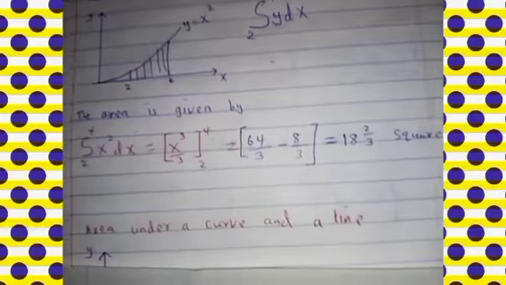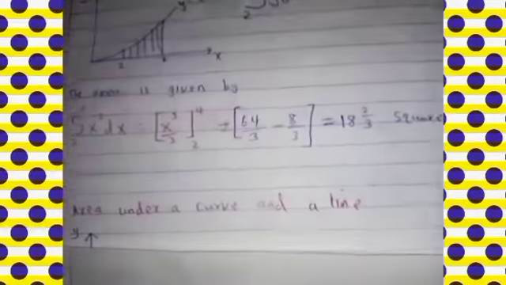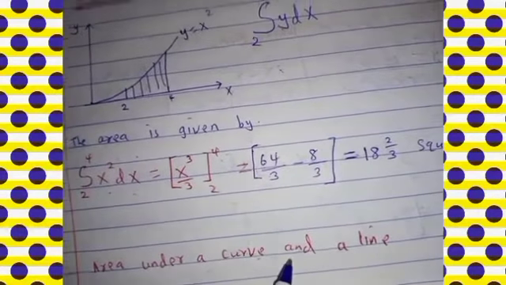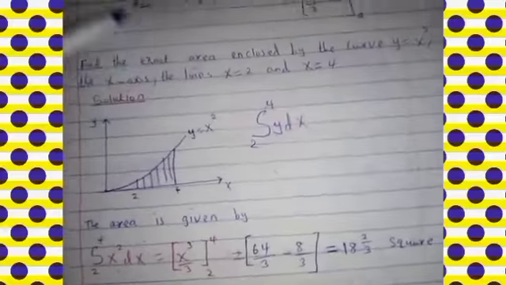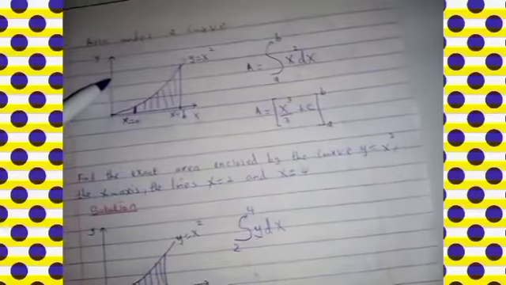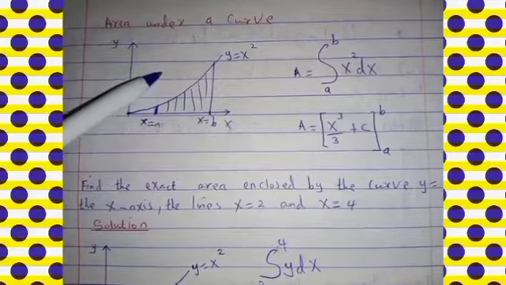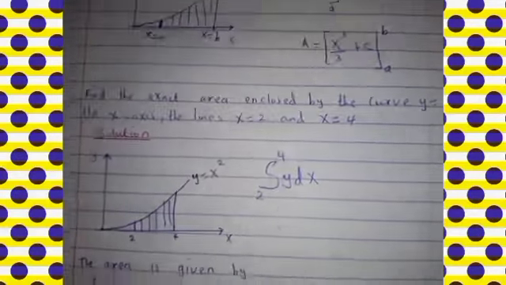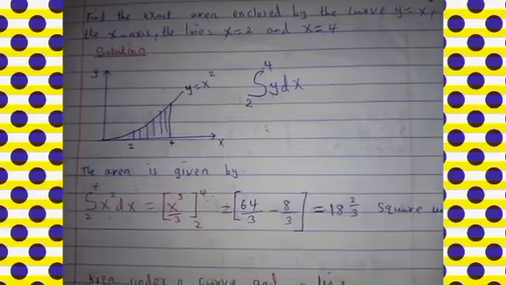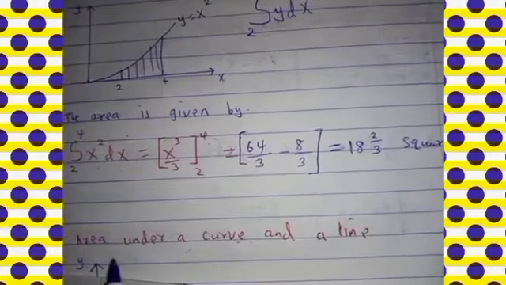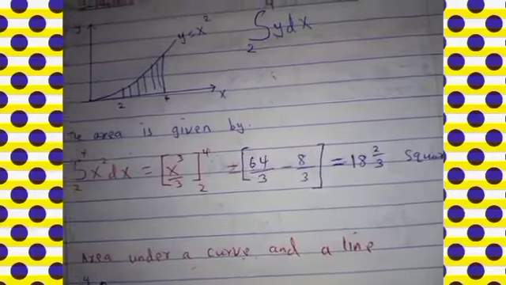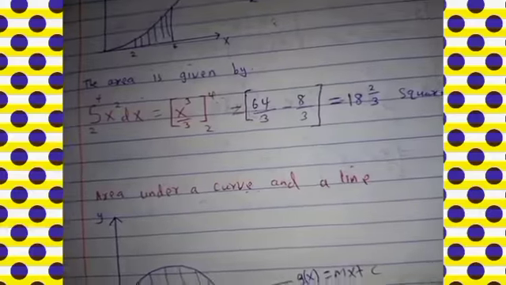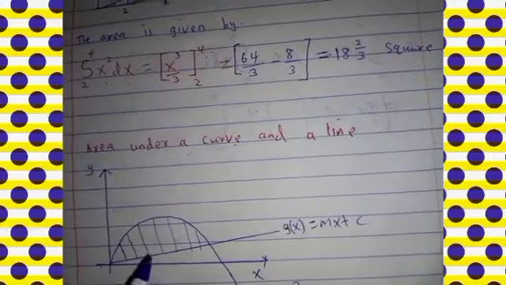The next part which you can be asked is the area between a curve and a line. So this one was simply the area under a curve. But now this other one is the area between a curve and a line. So I have given you an example here.